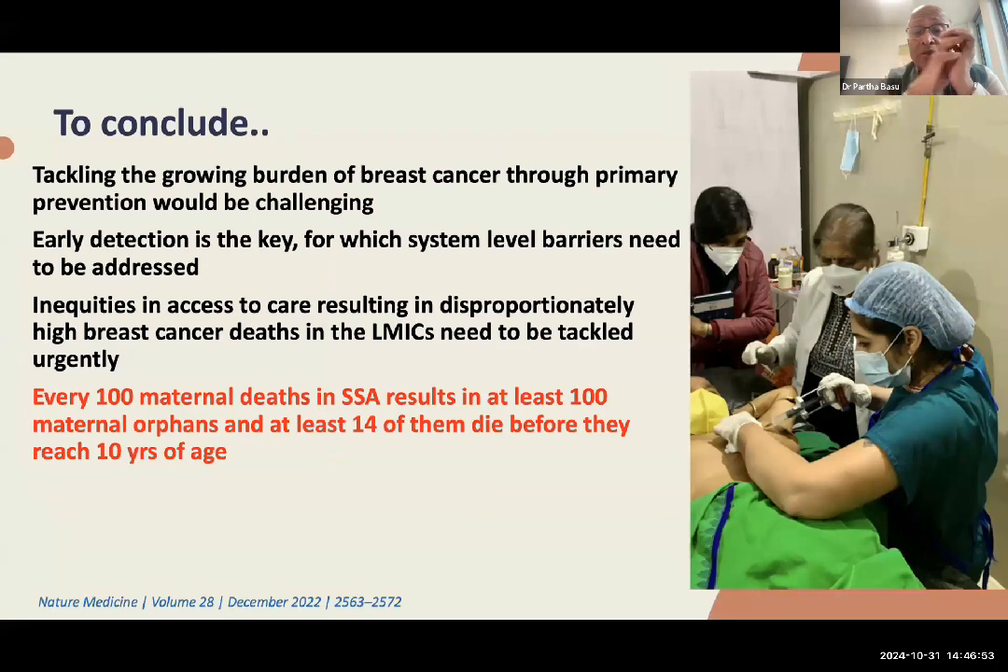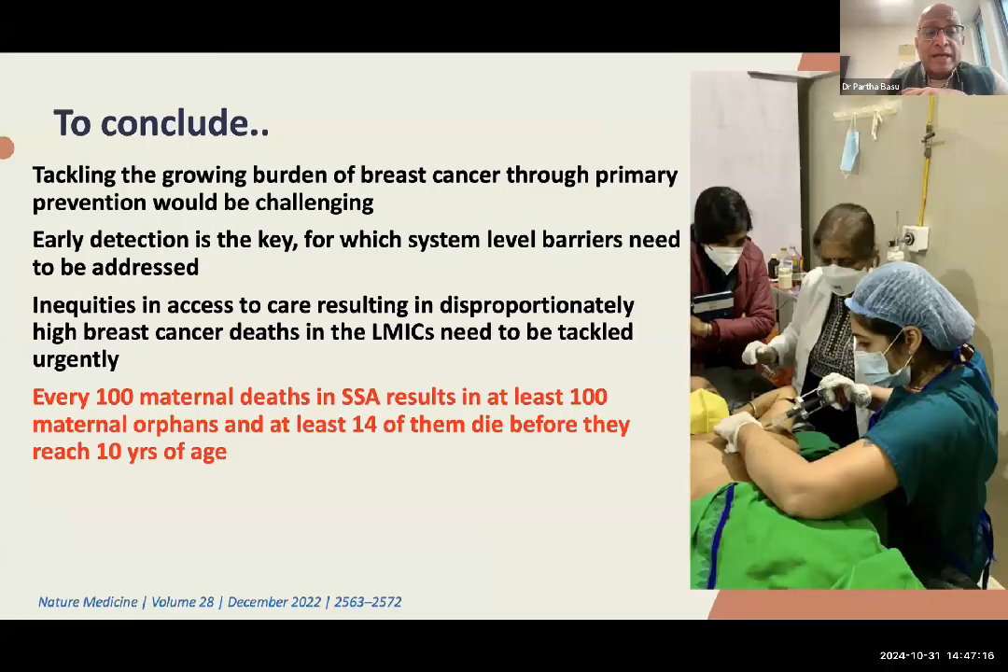So to conclude, yes, there are opportunities for primary prevention, but the impact is likely to be low. So we need to think about early detection and especially focus on the system level barriers that prevent women from getting timely diagnosis and good quality treatment.